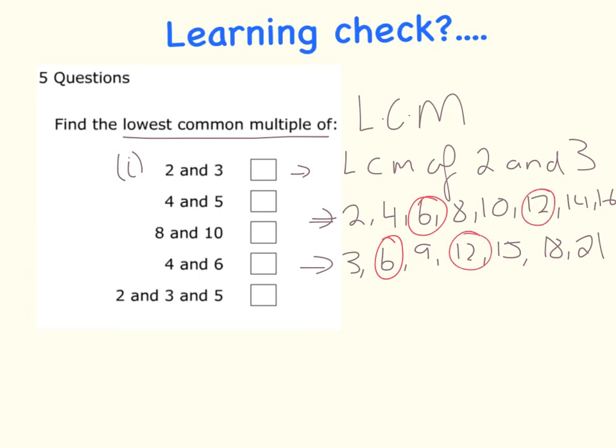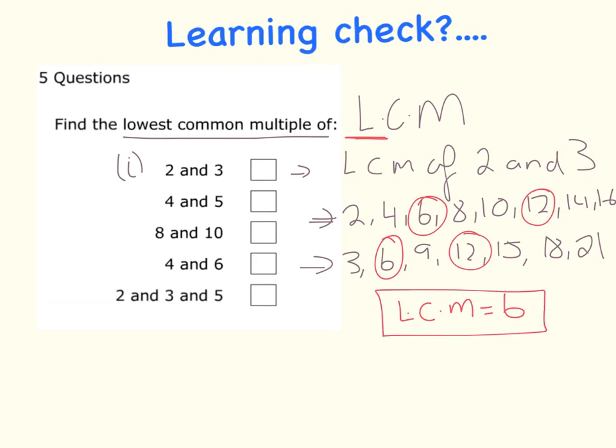Now if I continued on, they probably would have more in common. But remember, I am only interested in the LCM, which is the lowest of them. So, for the question that we're given here, find the LCM of 2 and 3. The lowest common multiple, from looking at it, what can you see? The LCM is equal to 6.